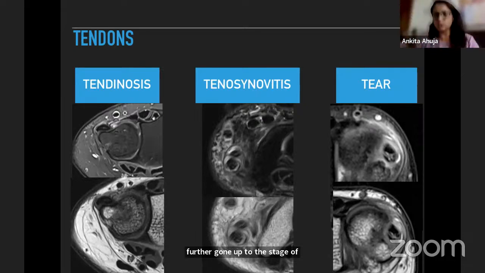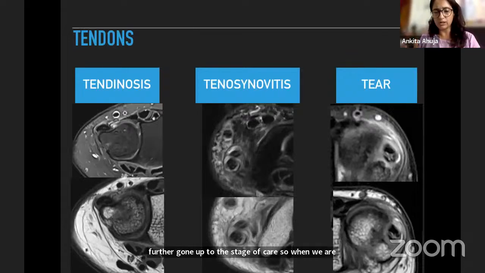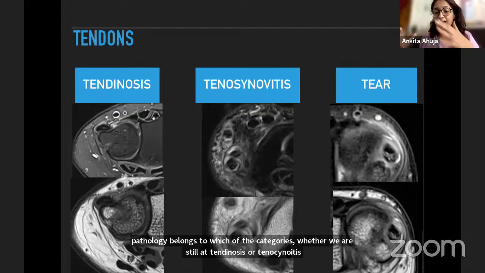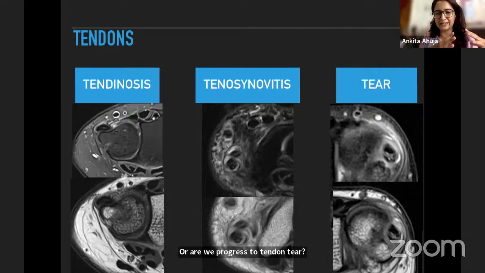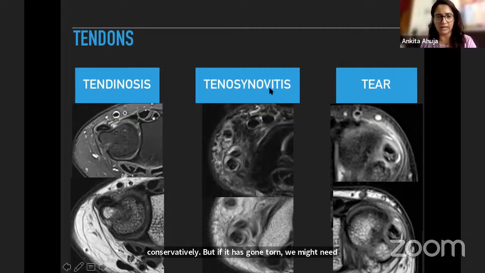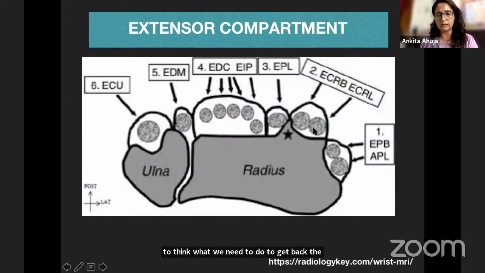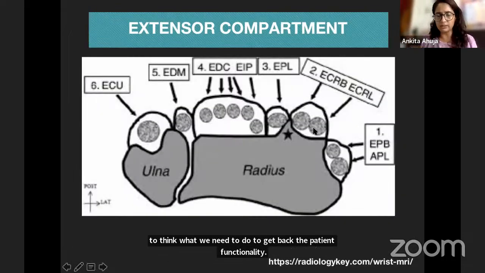When we are doing a particular imaging, we are trying to figure out which of the categories the pathology belongs to: whether we are still at tendinosis or tenosynovitis, or have progressed to a tendon tear. Why is it important? Because if it is still tendinosis and tenosynovitis, we are going to manage it conservatively. But if it has torn, we might need to think about what to do to get back the patient's functionality. So let's start with the common things first.